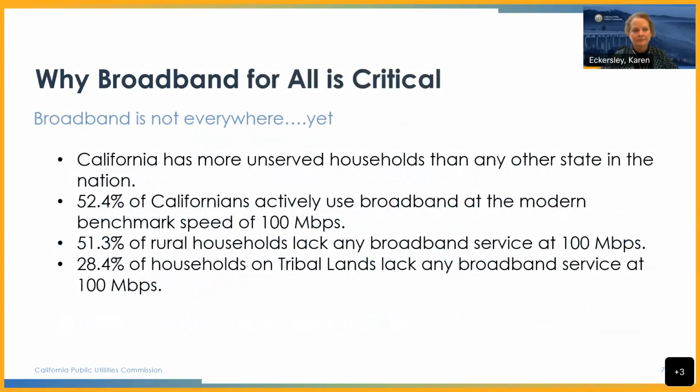Here are some numbers about why California is so important in the national conversation about the lack of internet. California has more unserved households than any state in the nation. More than half of Californians use broadband at the speed of 100 megabits per second, but that also means that about half do not. About half of rural households lack access to broadband service at 100 megabits per second, and about 30% of households on tribal lands lack access to broadband speeds at 100 megabits per second.